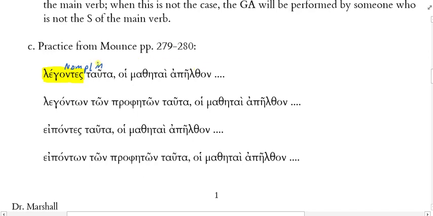Now, who is performing the legoing action here? Who's doing the saying? The disciples. Hoi mathetai is likewise nominative plural masculine, right? So we have a syntactic match, and this means that my adverbial participle has a subject represented inside the core clause. Okay, hoi mathetai. Look at the next one. Legonton ton propheton tauta ha hoi mathetai apelthon. What case, gender, and number is this participle, legonton?